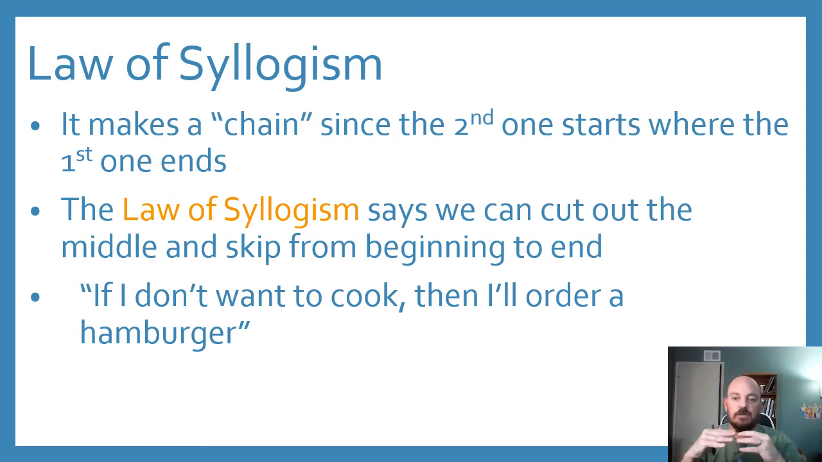We are linking together if-then statements by taking the then of one of them, turning it into the if part of the next one, and then just completely cutting it out and going from beginning to end. And you can do it with more than two statements. You can go if this, then that, if this, then that. You can link together 5, 10, 100 statements. And as long as they're all valid statements and they're linked correctly, you can cut out all those middle statements and go straight from the first if to the last then.